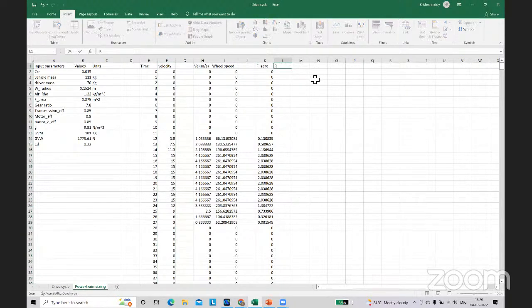Now, rolling distance. I'll just say F dash roll equal to GVW multiplied with CRR. So I need to bring a dollar symbol here. Say enter.